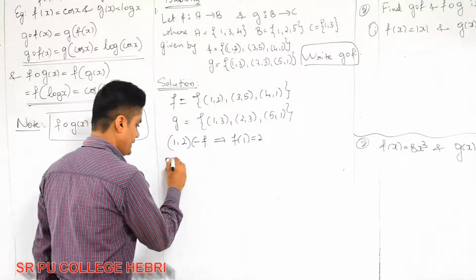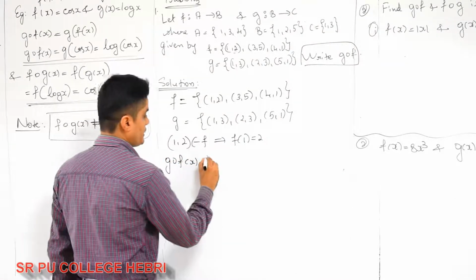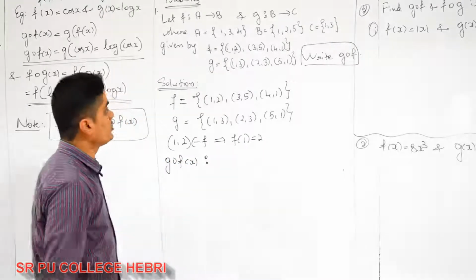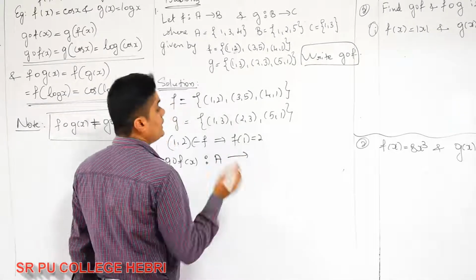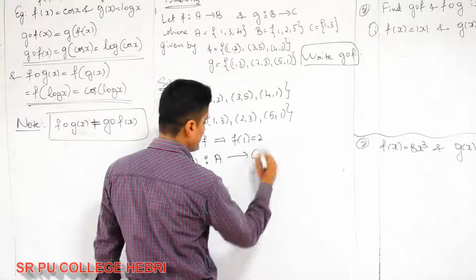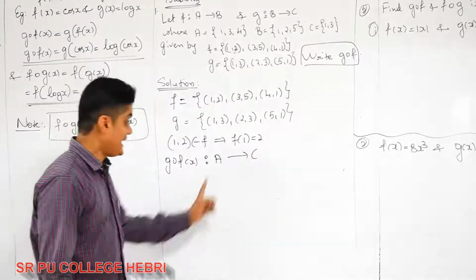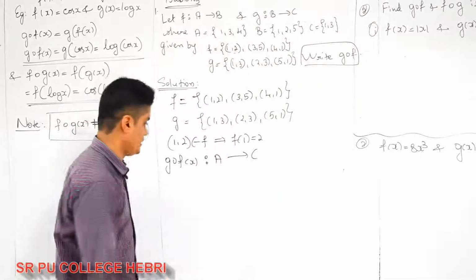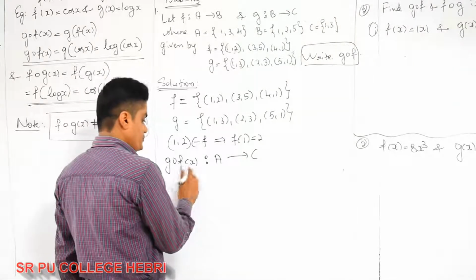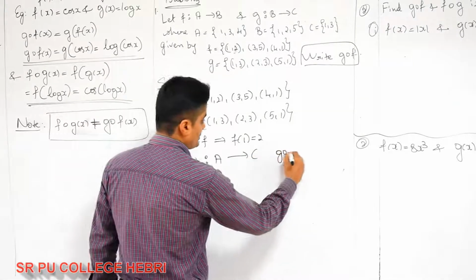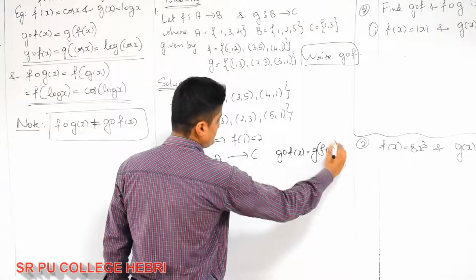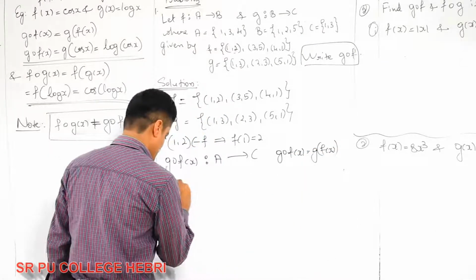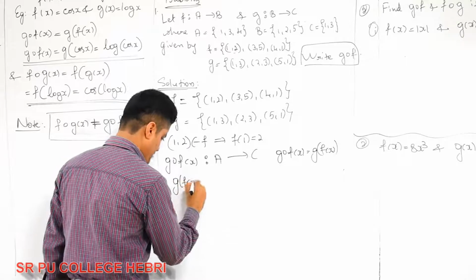g of f of x is required. So first write the domain. What is the domain? According to the definition, the domain is the domain of the first function, and the codomain is the codomain of the second function, that is A to C. Again, it is defined as g of f of x.